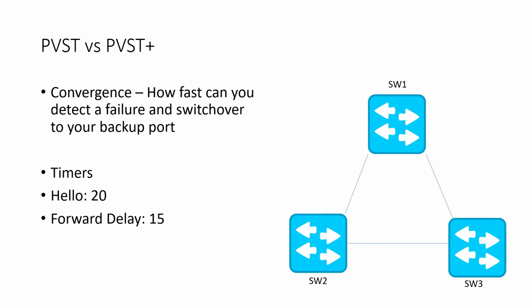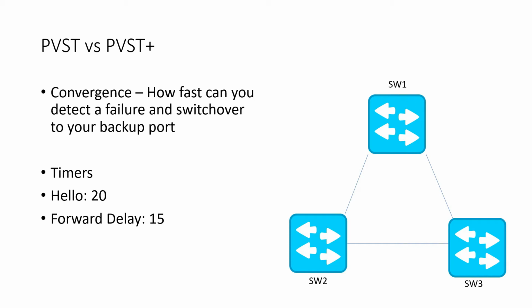So now let's discuss the difference between Per VLAN Spanning-Tree and Per VLAN Spanning-Tree Plus. Or why do we prefer to use Per VLAN Spanning-Tree Plus? Because they're both the same, right? You're still going to have a tree for every single VLAN, but we prefer to use Per VLAN Spanning-Tree Plus, which is Rapid Per VLAN Spanning-Tree. And here's why. Ultimately, it comes down to convergence. Convergence is how fast can you detect a failure and switch over to your backup path.